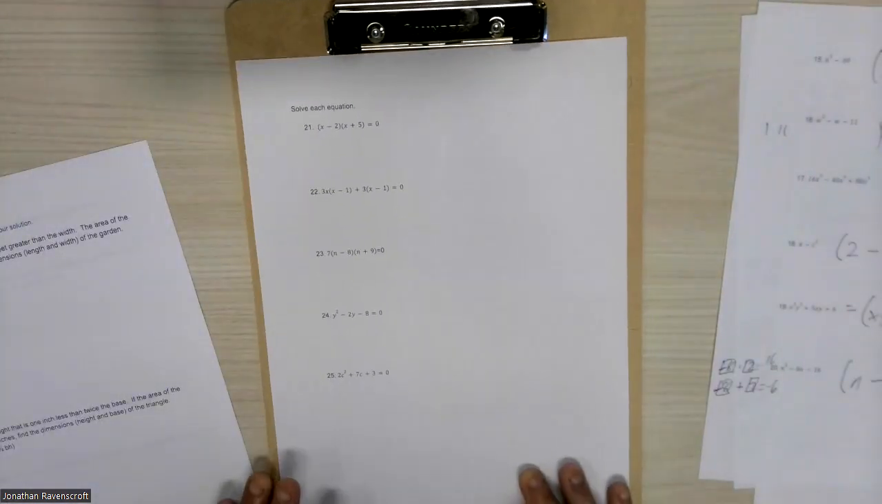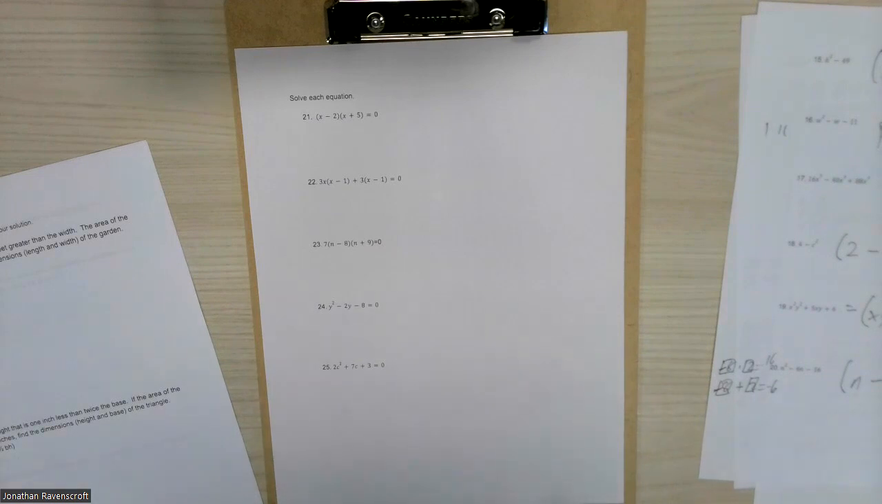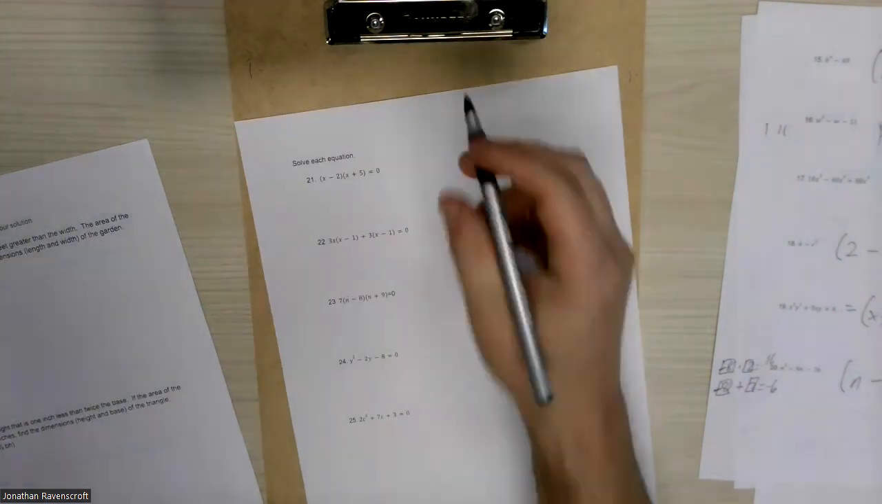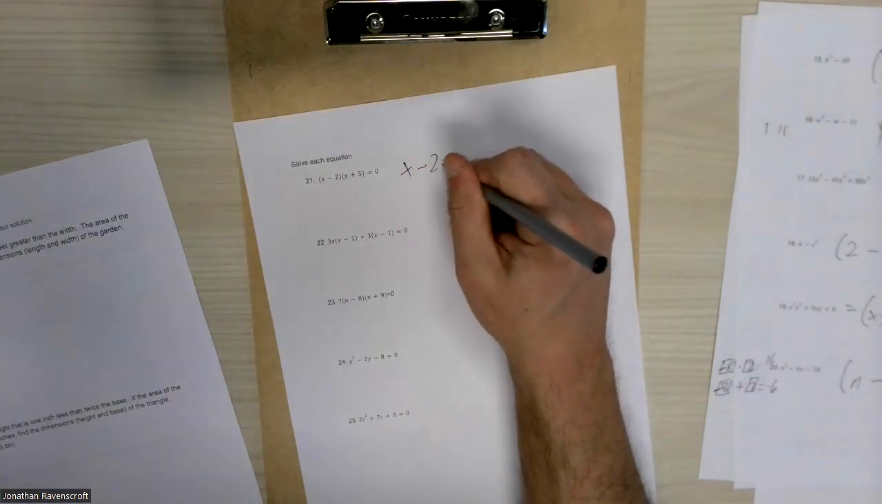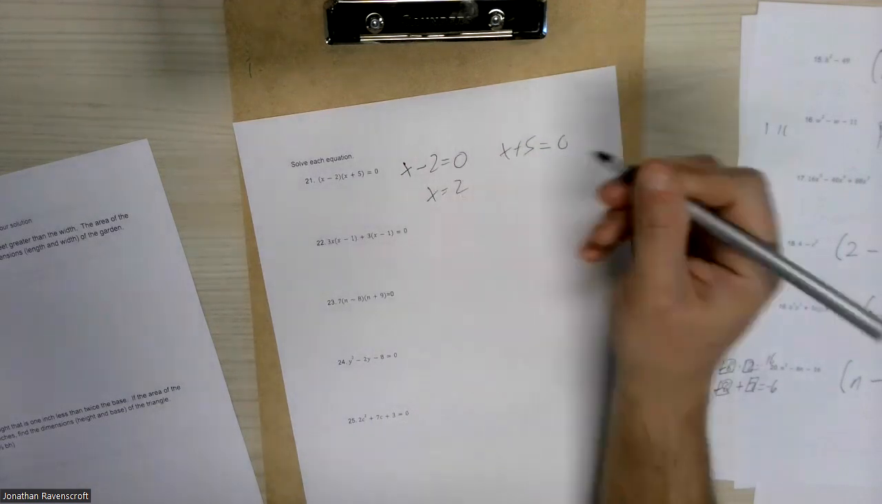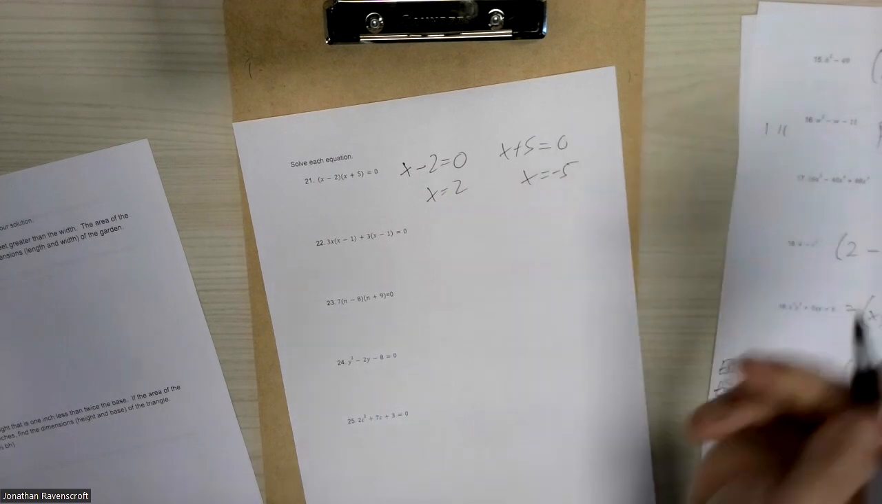Now, everything we've done so far has been factoring. Now we're actually going to solve. So what we're going to do is we want to make sure one side's 0, factor it. This one's already factored, so all we need to say is x minus 2 equals 0, x plus 5 equals 0, which means x equals 2, x equals -5.